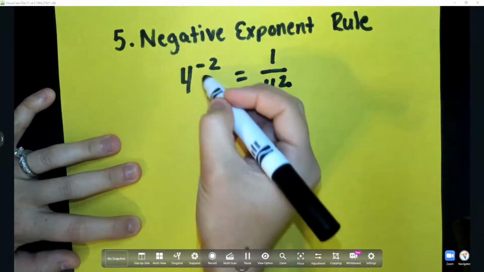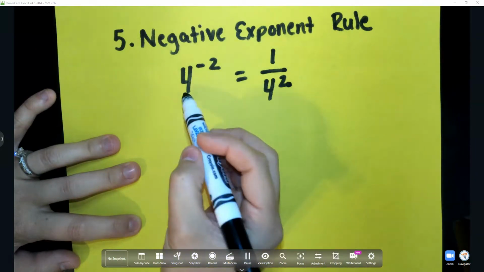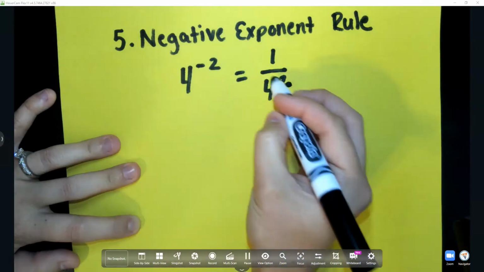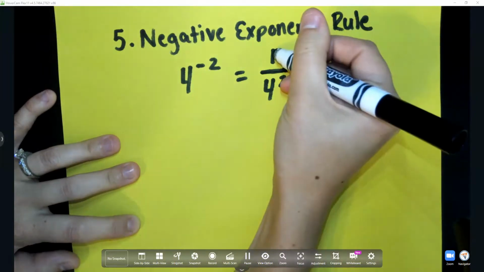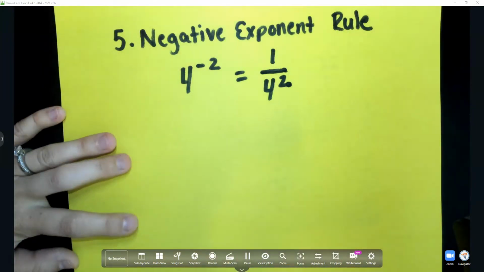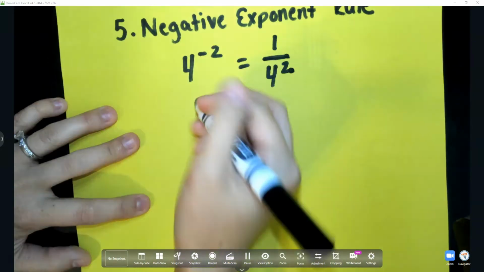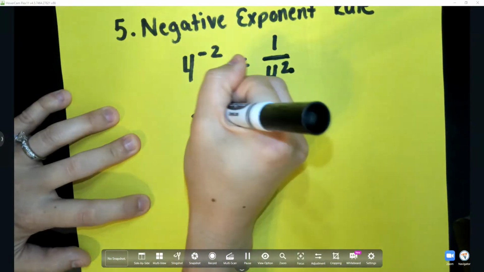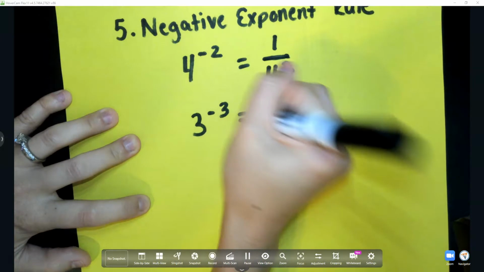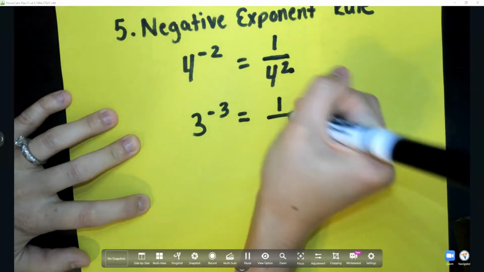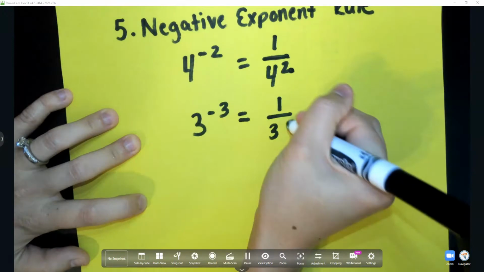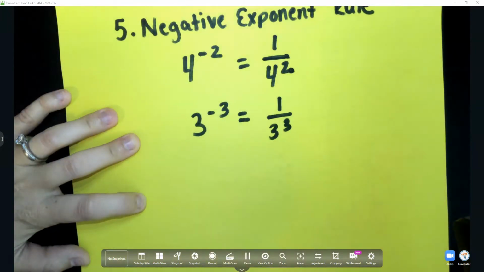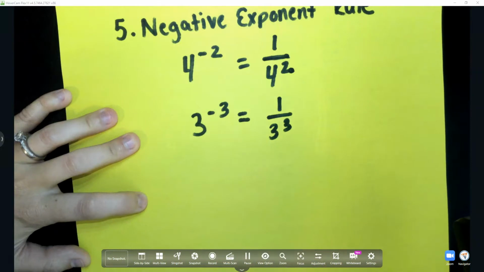So 4 to the negative second exponent, we simply take our base and our exponent, we put it below a fraction line, and we put a 1 on top. Let me show you one more. So 3 to the negative third power equals 1 over, take your base and your exponent and just put it below. Just like that. So let me show you how and why that makes sense.